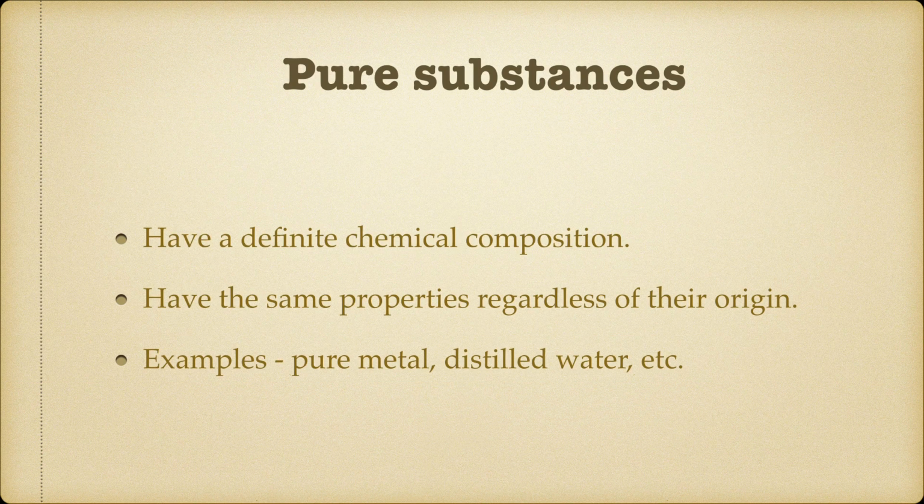First, we will see what are pure substances. They have a definite composition, that is a definite chemical composition, and have the same properties regardless of their origin. Some examples are pure metal, distilled water, etc. That means whatever is there in the purest form is said to be what? Pure substances. Like metal, gold, diamond, anything in the purest form. There should not be any mixing. For example, an alloy will not be a pure substance, that comes under mixture.